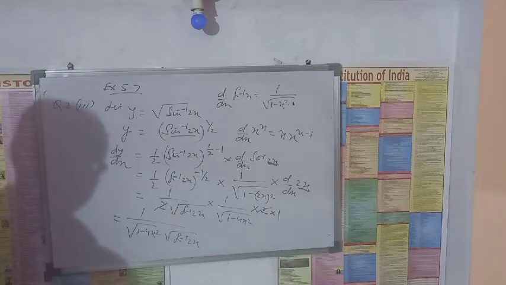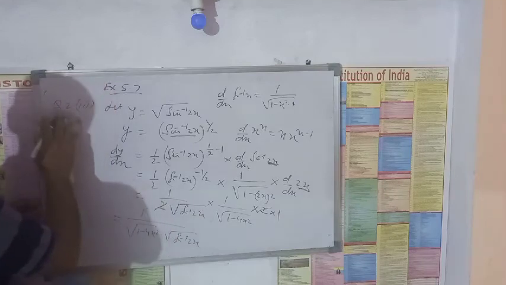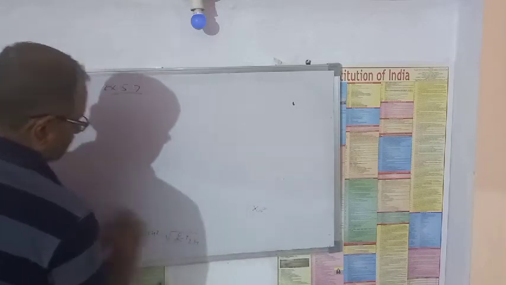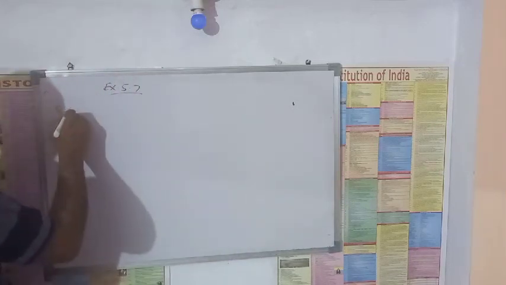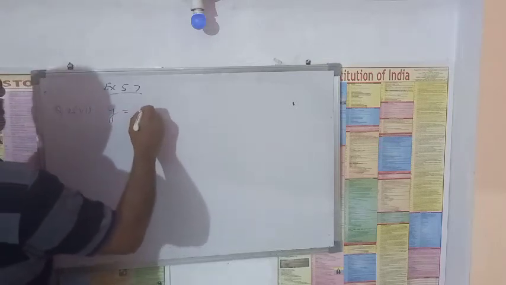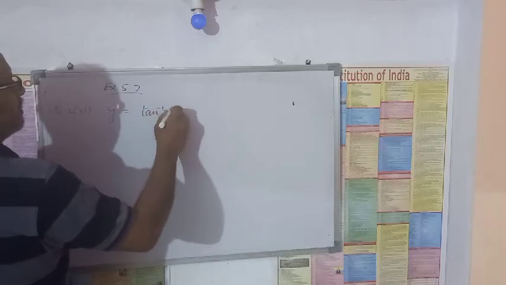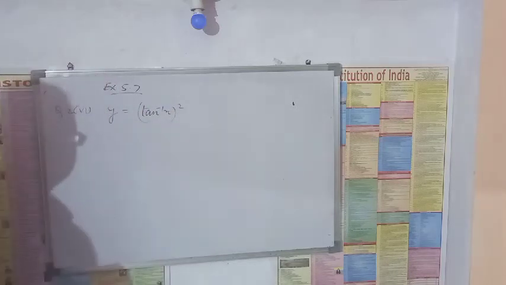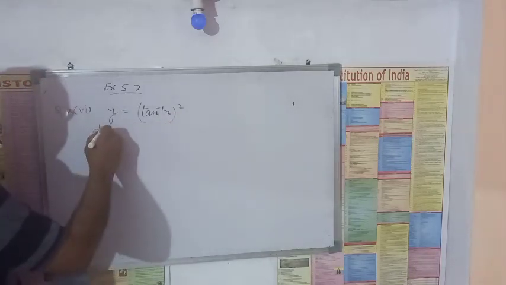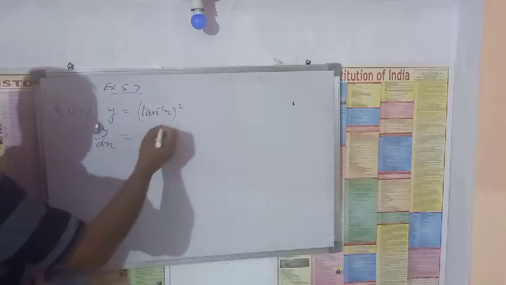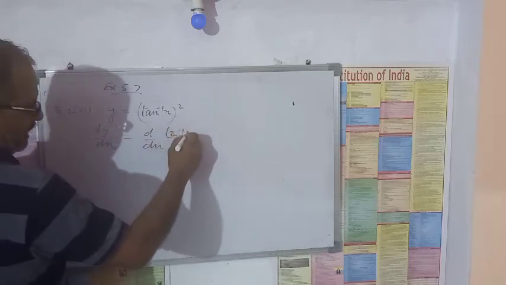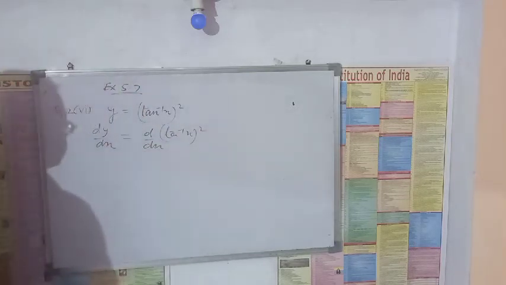See the last part, question number 2, 6th part. So it is given y is equal to tan inverse x whole square. Differentiating with respect to x, dy by dx is equal to d by dx of tan inverse x whole square.